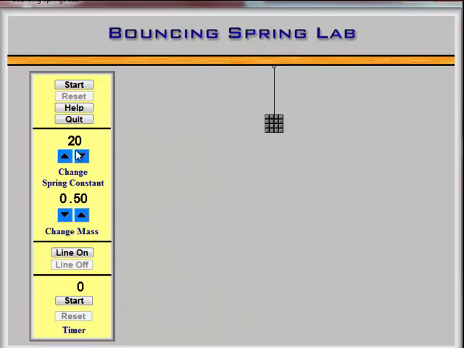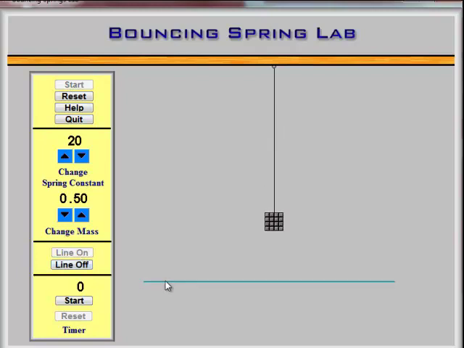We set the spring constant, for instance. We'll leave the mass constant, and we will take a number of readings with a constant mass by changing the spring constant and measuring the period. And then for the second experiment, we'll keep the spring constant constant, and we'll change the mass and measure the period. Pretty easy to run the experiment. We'll start it.